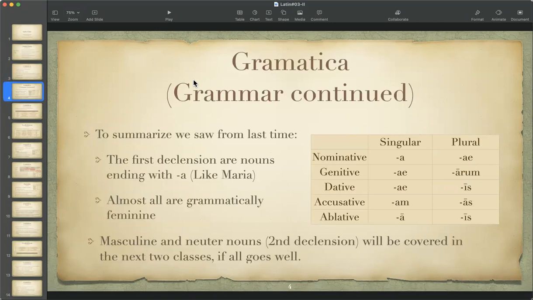And I gave you a summary table of the endings. I realize these are kind of abstract at the moment. Try and write this table down if you want. Do it like in a single column, right?